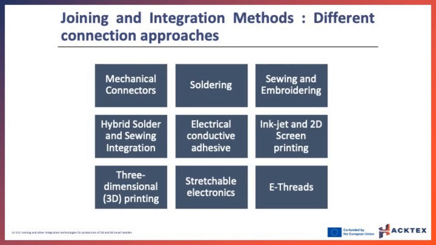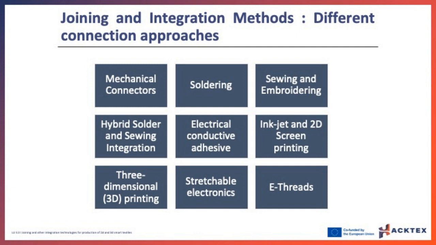There are several joining and integration methods used in the development of smart textiles. These methods enable the seamless integration of electronic components, sensors, and connectivity modules into textile substrates. Each joining and integration method offers different advantages and is chosen based on the specific requirements of the smart textile application. By employing these techniques, electronic components can be seamlessly integrated into textiles, enabling the creation of functional and interactive smart textiles.